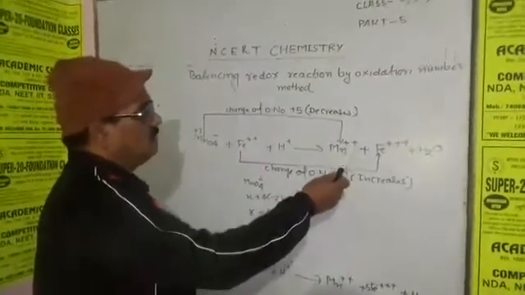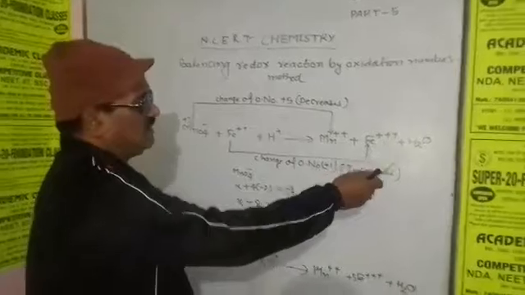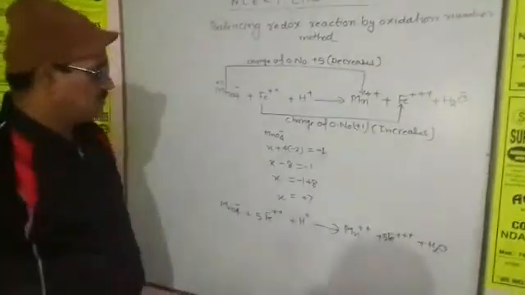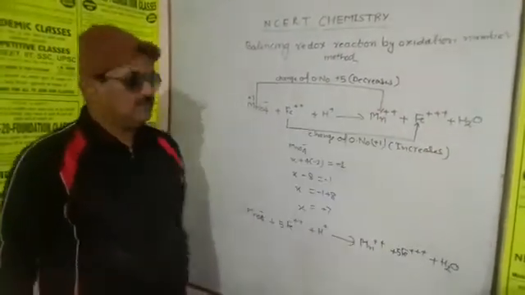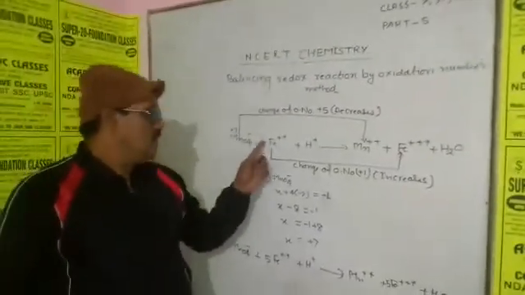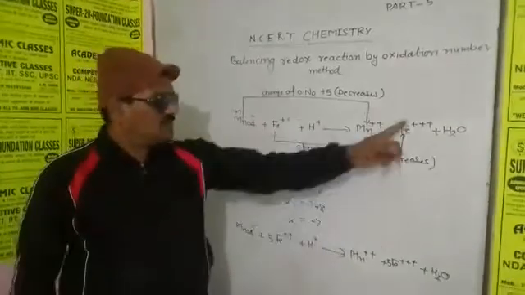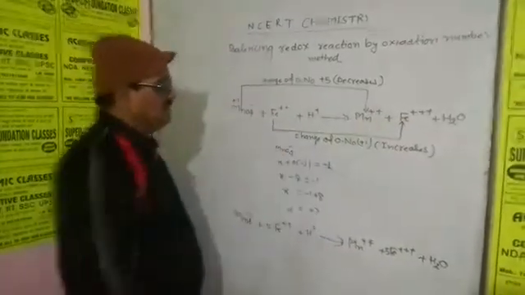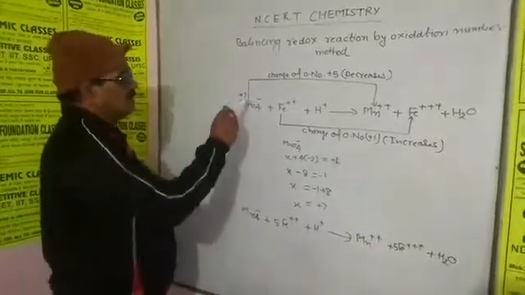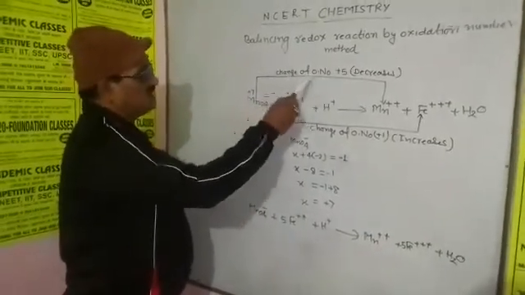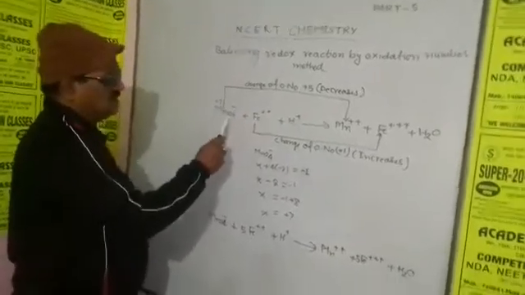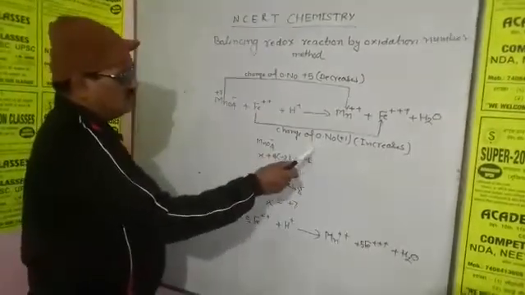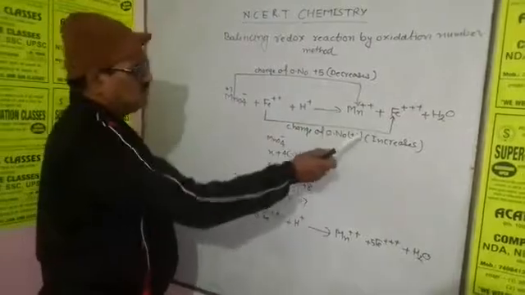Manganese ion here, and this is the ferric ion. This is the water. And first you find that this MnO4 negative converts to Mn double plus, and Fe2 positive converts to Fe3 positive. Means here the oxidation number decreases, meaning +5 decreases, and the oxidation number increases, plus 1 increases.